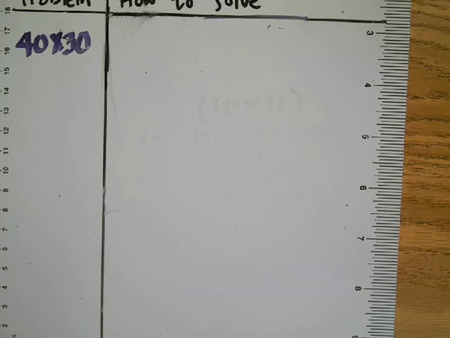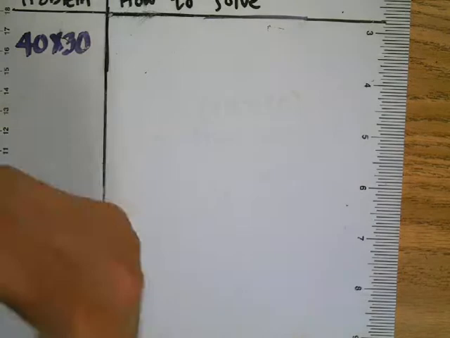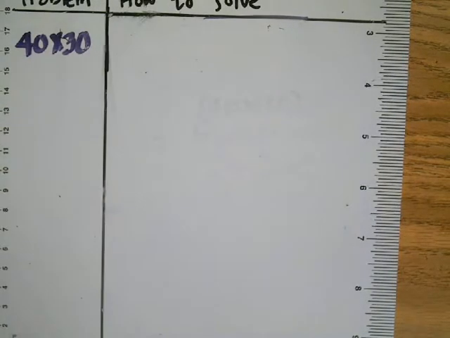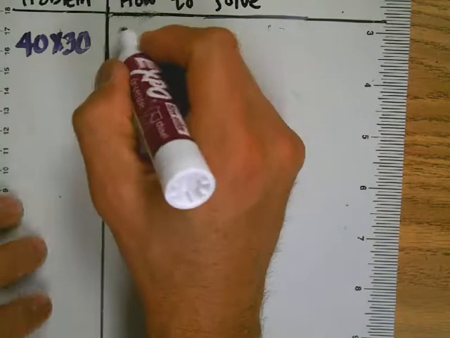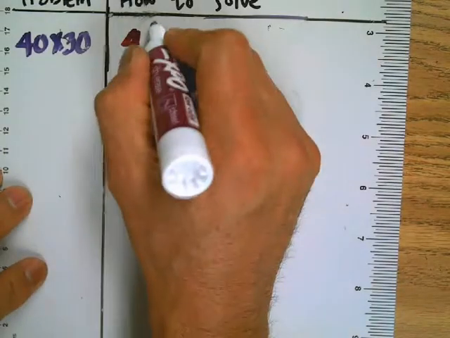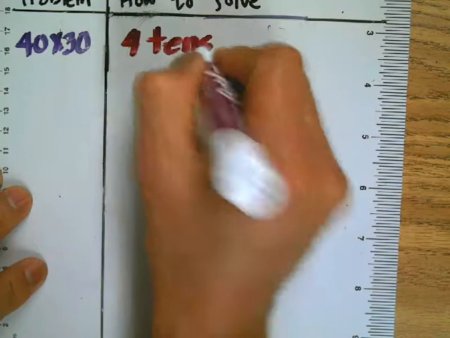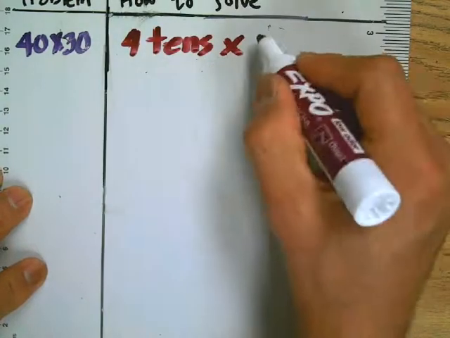We are back with Eureka Math Module 2 Lesson 1. So here's another example of how to solve this multiplication. It's 40 times 30. So we're going to turn that into unit form. So 40, you can write it as 4 tens times 30, which means 3 tens.